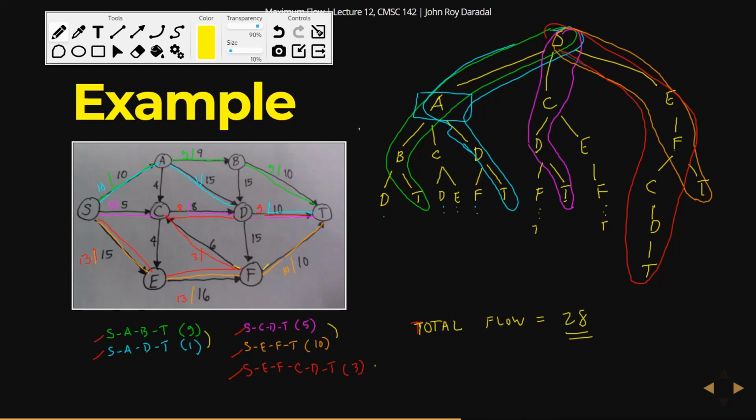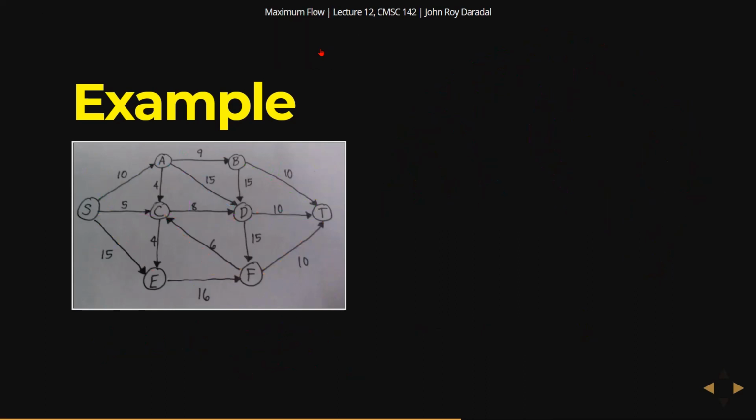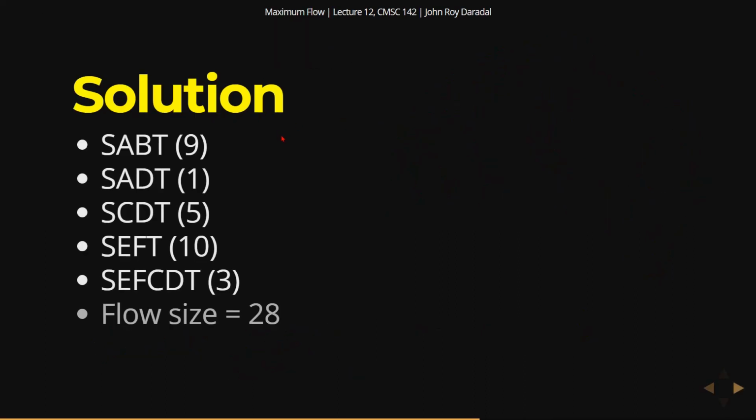Okay, and let's check. So from S going out, you have 10 plus 5 plus 13, that's 28. And then into T going in, you have 9 plus 9 plus 10. So that's 18 plus 10, so going in is also 28. Okay, so that is our example for this graph using the Ford-Fulkerson method, specifically the Edmonds-Karp algorithm. These were the paths that we found, and that was the flow size. So that is the demo for maximum flow.